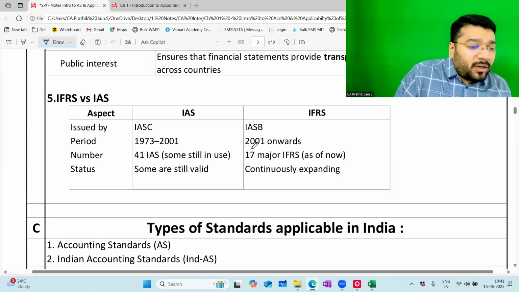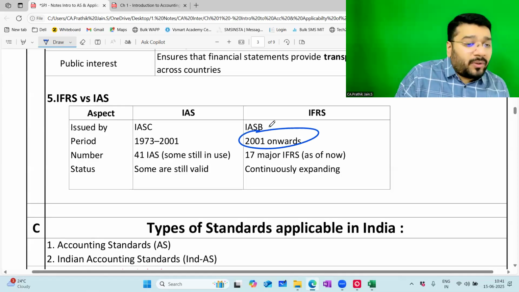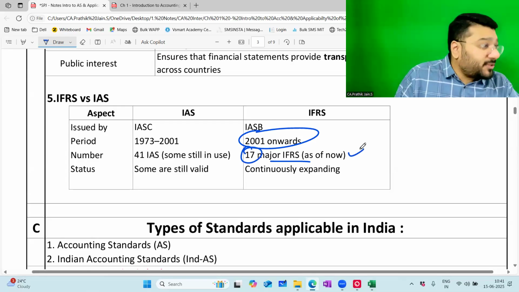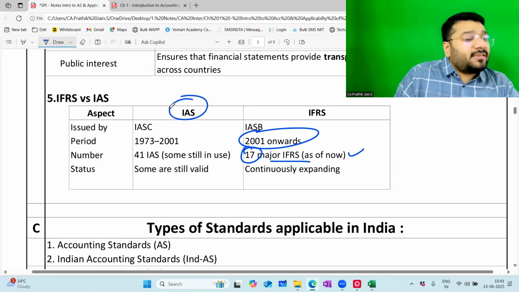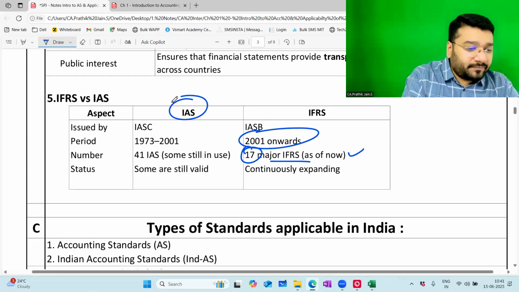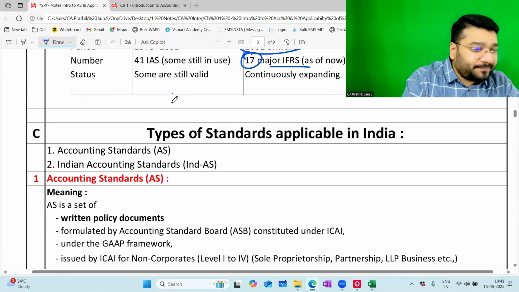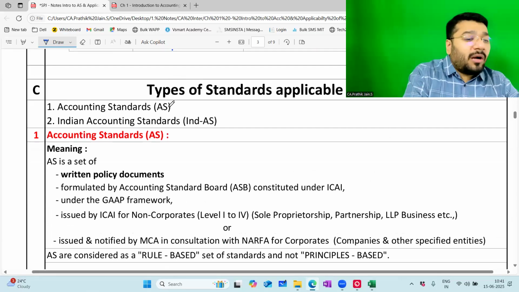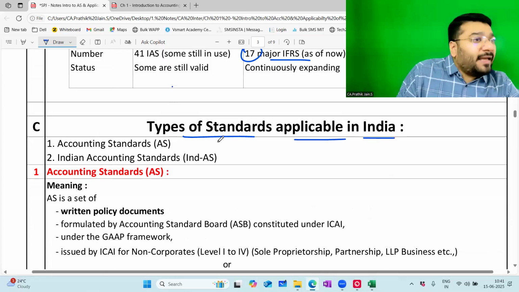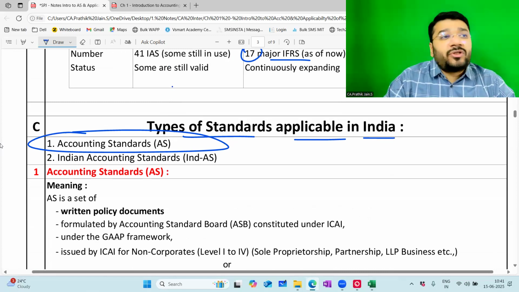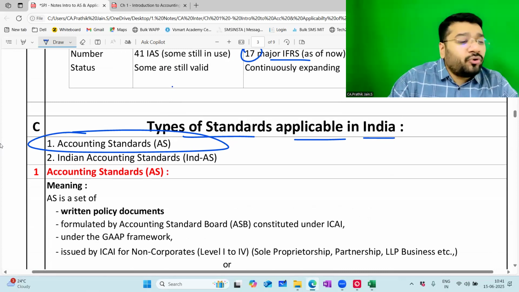So from 2001 onwards, IFRS was being implemented all over the world. 17 major IFRS are there as of now, and more are being developed in the years to come. Among the IAS, some are scrapped, some are still valid, and the ones which are valid have been revised over a period of time. Okay. Now we spoke about the types of accounting standards applicable in India, in which in the last class we completed a discussion only on the accounting standards. So today let's do a quick revision of AS, then we'll go to Ind AS.